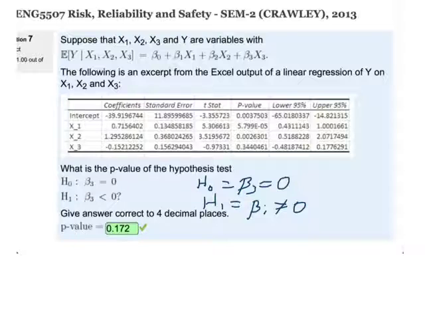So all we have to do is note that the x3 variable of beta 3 is in this x3 row. Come across and get the p-value here. Note that that's a double-sided p-value, and so we divide that by 2, and that's going to give us 0.172 instead of 0.344. So the only thing you could possibly get wrong is to accidentally put in 0.344, which is not our answer, it's exactly double it. So, simple enough.